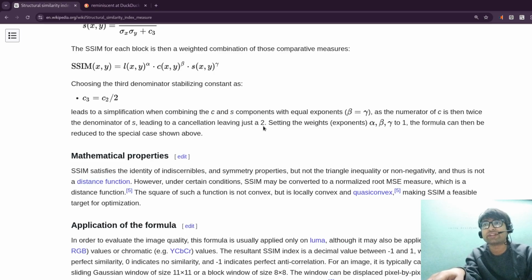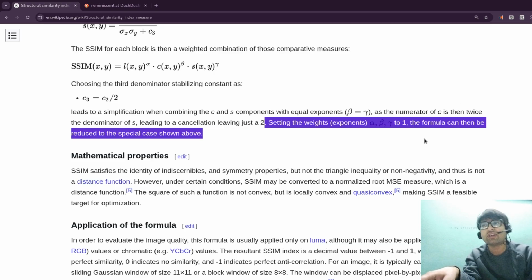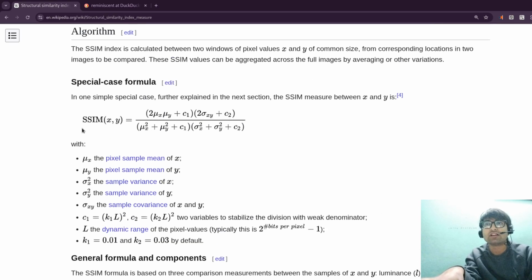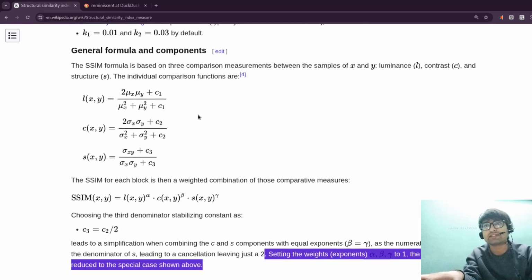Setting the weights alpha, beta, gamma to 1, the formula can be reduced to the special case. So now this is the special case, and most of the simple cases can use this as the default case.